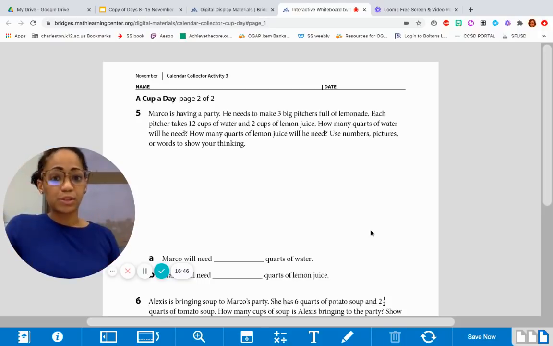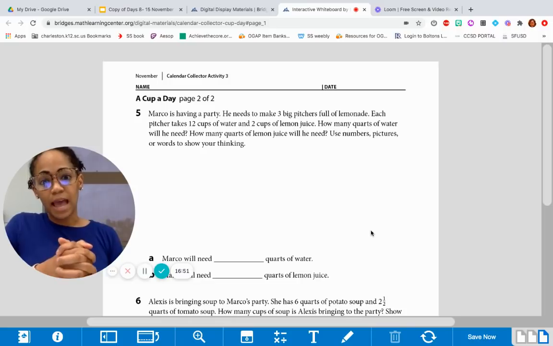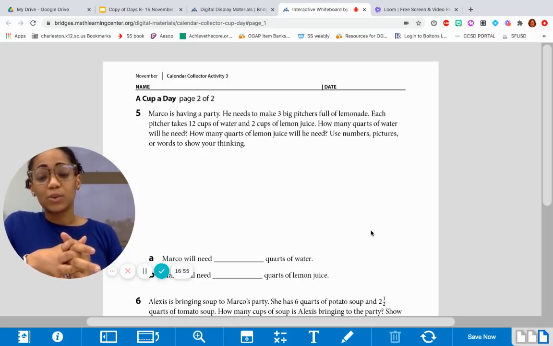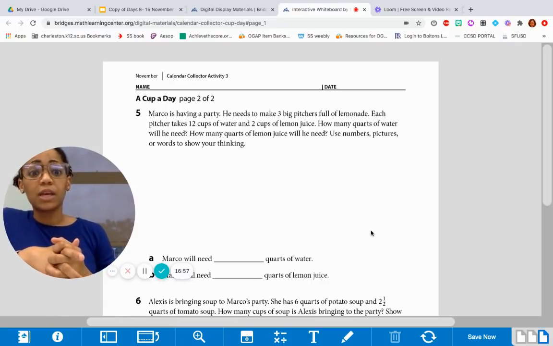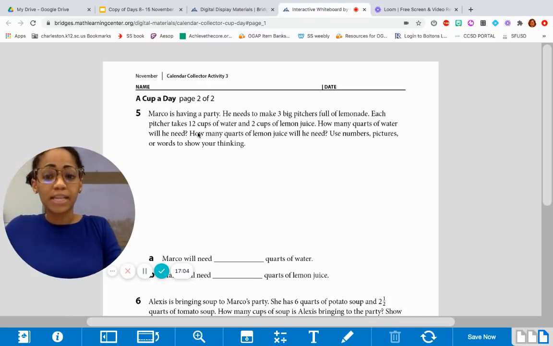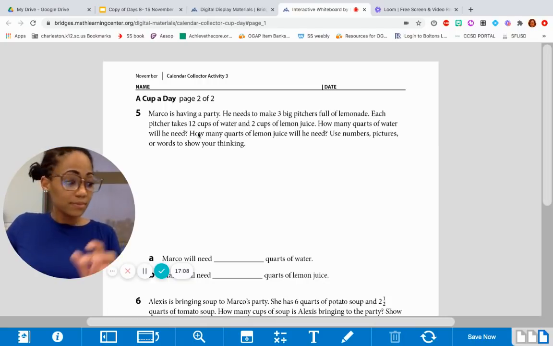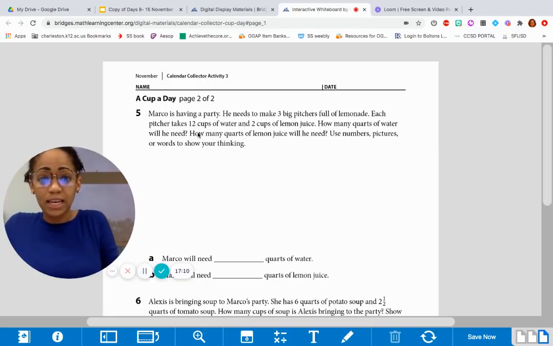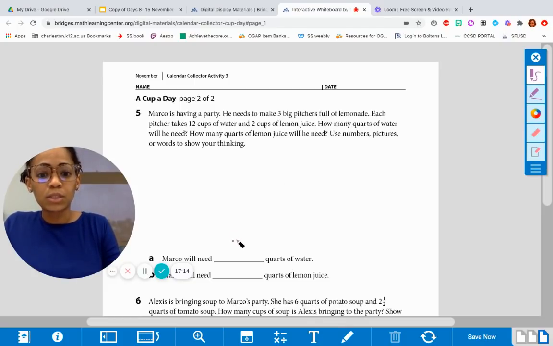So he's making 3 pitchers. And each one needs 12 cups of water. So what problem is that? That's 12 times 3, which gives me 36 cups. But really, I'm asking for how many quarts. So I could convert my 12 cups to how many quarts? 3. So I need 3 quarts of water.